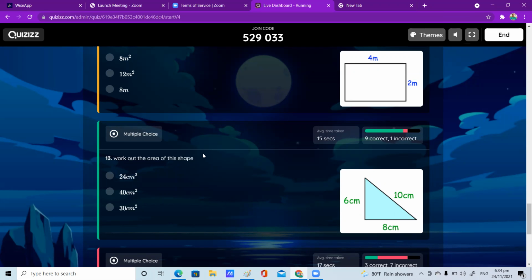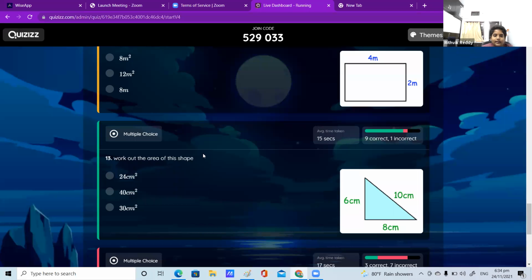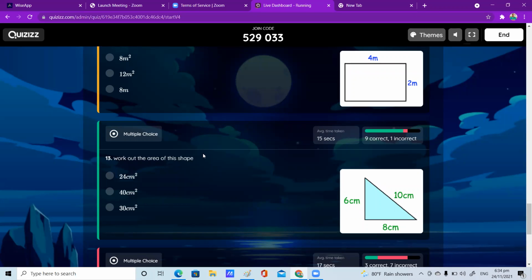Is it clear? Ma'am, I did it the basic way. I added all and kept the same. No, the correct answer is 24 square centimeters. Very good, it's a Pythagoras property. We can apply the Pythagoras theorem because 6, 8, 10 are Pythagorean triplets. So we can use half base into height. Half, base is 8, into height is 6. So 2 fours are 8 and 3 eights are 24 square centimeters.